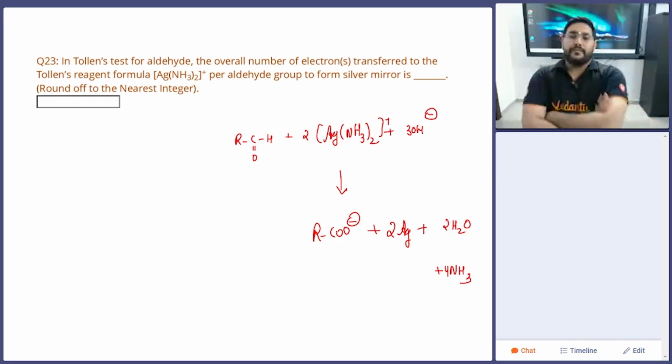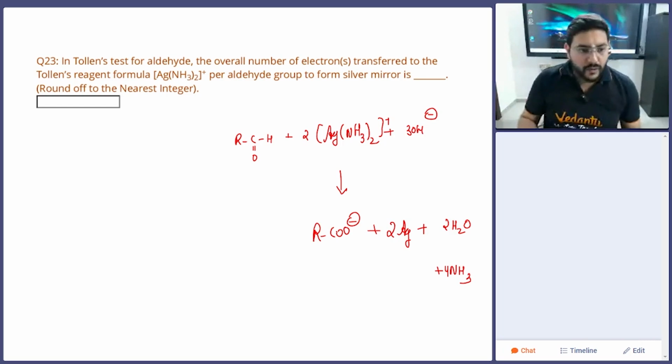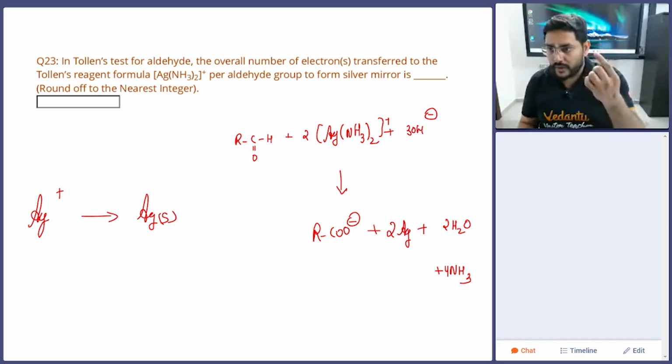Now can you tell me what is the change in oxidation state when the silver ammonia complex is converted to Ag solid? So can I say that from +1 oxidation state to 0? So one silver will accept 1 electron. Ag plus ion is converted into Ag solid. So one molecule requires 1 electron, so two molecules require 2 electrons.